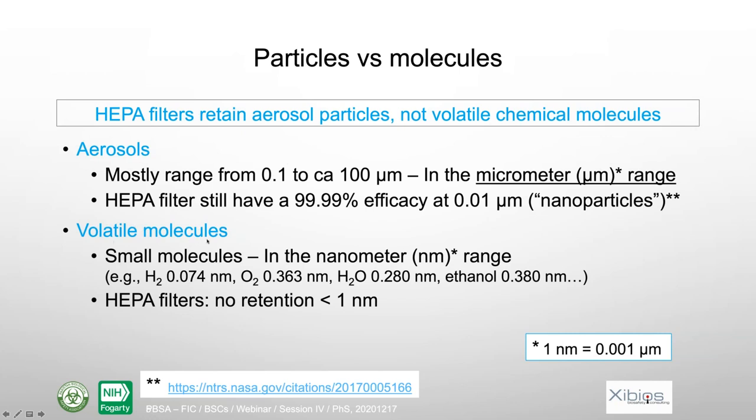But if you look at volatile molecules, in that case, the volatile molecules are not the biggest ones, they are the smallest ones. And they are not in the micrometer range, but in the nanometer range, meaning that they are in the range of a 1,000th of the size of a micrometer. So it's more than 1,000 times smaller than that. And I give you the dimension of volatile substances like gases such as hydrogen, oxygen, also water vapor and ethanol. And you see that it's always much lower, even smaller than the nanometer, and so much smaller than the micrometer. And so in that case, there is no retention by the HEPA filters. So there is no strict limit, but we can remember that HEPA filters do not retain elements that are smaller than 1 nanometer.